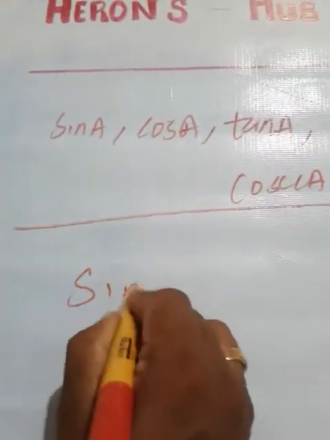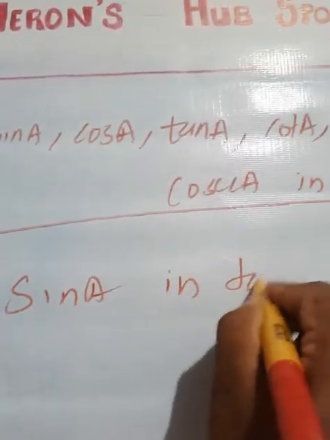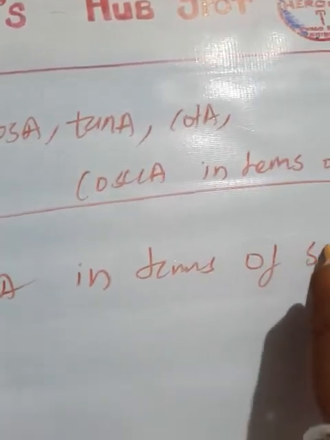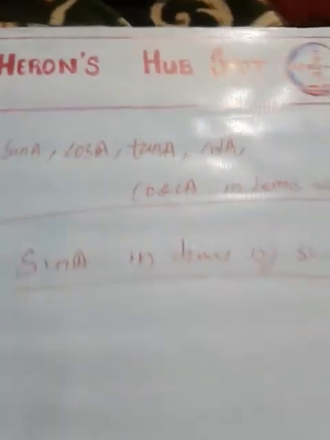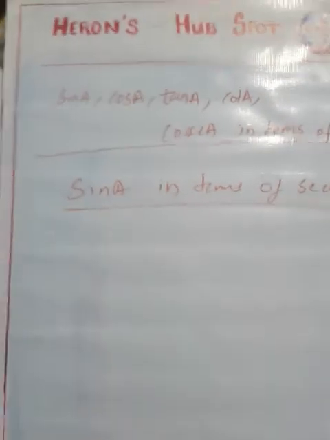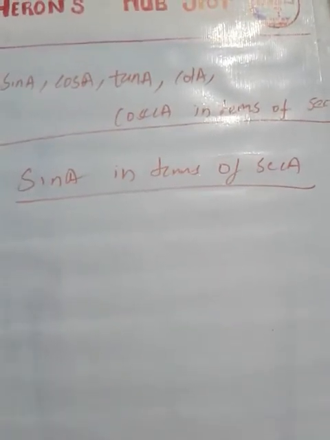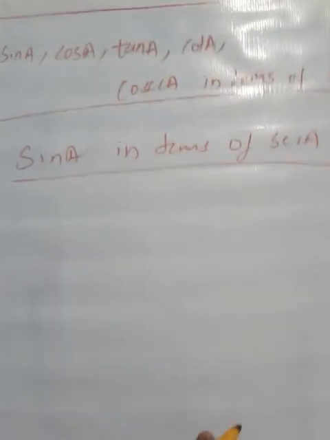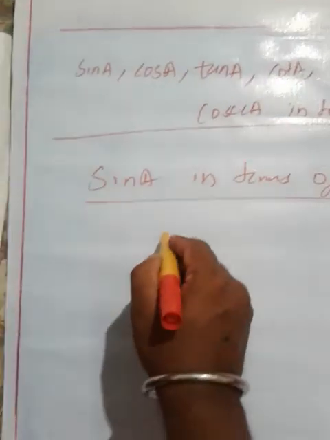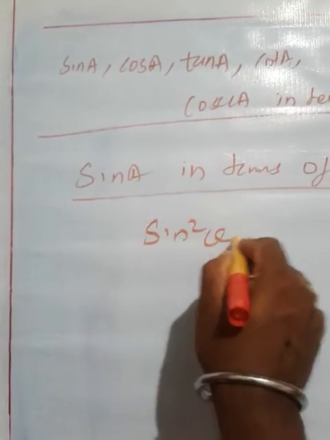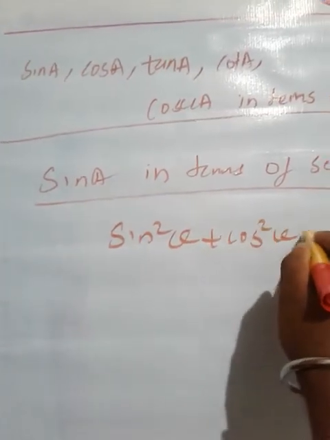I'm going to express sin A in terms of sec. How can you express sin A in terms of sec? Think about it, is there any identity connecting sin A and sec? See, there is no direct identity, but you just think about the first identity: sin square theta plus cos square theta is equal to 1.